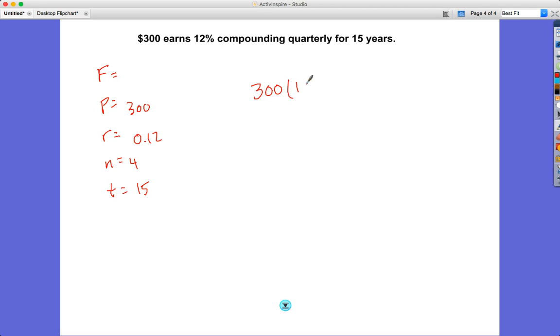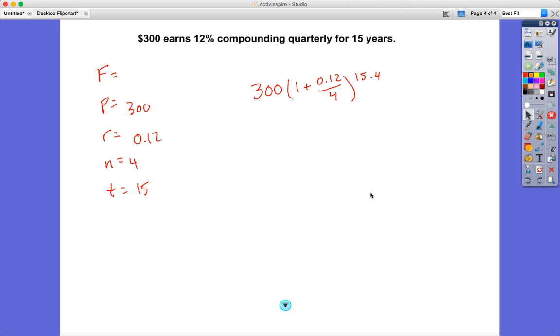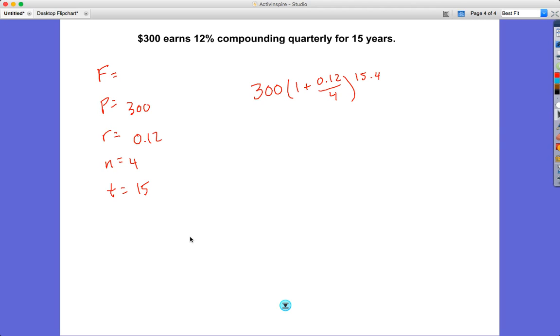So we can plug those guys in. 300 times 1 plus 0.12 over 4 to the 15 times 4. So 100% plus 12%, but the 12% split into 4 since it's happening 4 times a year. And then we want it for 15 years, but it happens 4 times a year. So we multiply that by 4. We toss that in a calculator, and we get this. So I guess I'll stop it, and I'll start the new one.